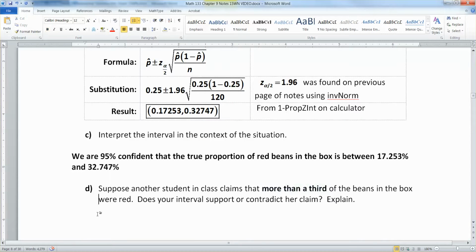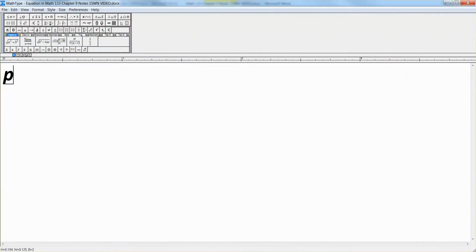Now suppose that some student in class, your neighbor in class, claims that more than a third of the beans in the box were red. So let's think about their claim. Their claim is more than a third. That the proportion, in other words, is greater than 0.3 repeating, right? Because a third would be 0.333333333 forevermore.